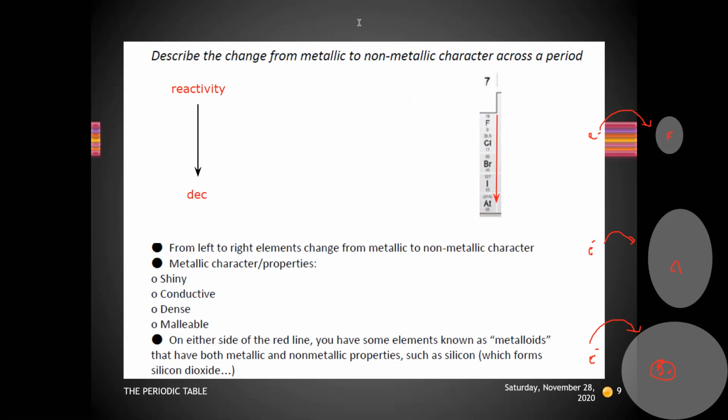When we compare the states, fluorine is a gas, and you have to learn the colors. Chlorine is also a gas, bromine is a liquid, iodine is solid, and astatine is also solid. These are the states of these elements at room temperature.